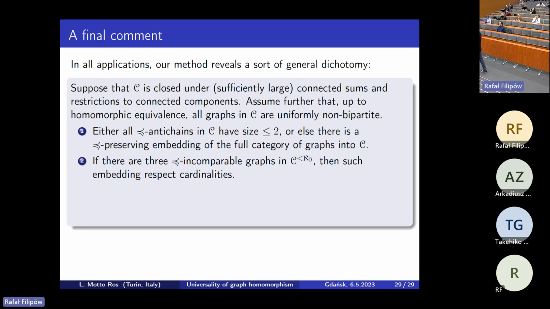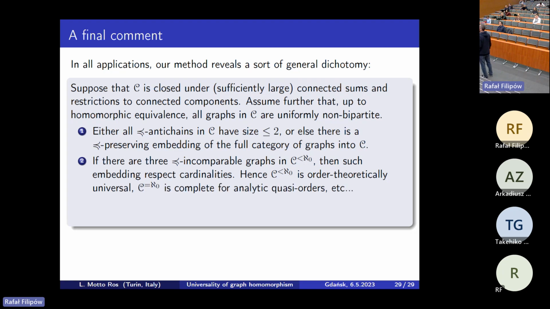Moreover, these 3 incomparable graphs can be taken to be finite, which happens sometimes, then you can also respect cardinalities. So you remove some difficulties from the previous construction. And this means that the order of the collection of finite graphs in your class is universal in the sense of orders, and many other applications.